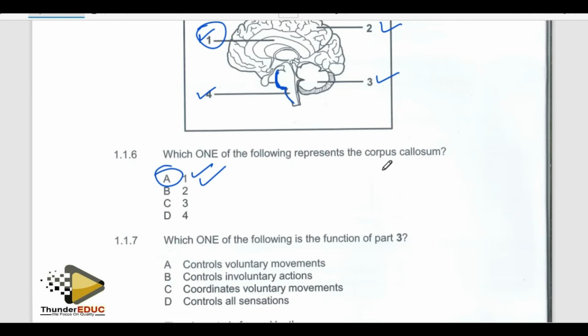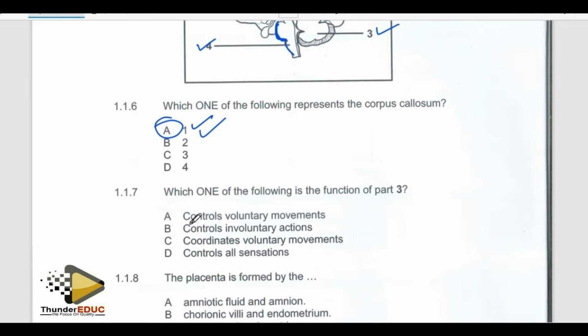All right, let's go to the objectives. They said control voluntary movement. No. Doesn't control. You see, they always give you a confusing answer as A. So make sure that you don't rush when you're answering such questions. So it coordinates voluntary movement. So the answer becomes C. So that is the most correct answer.